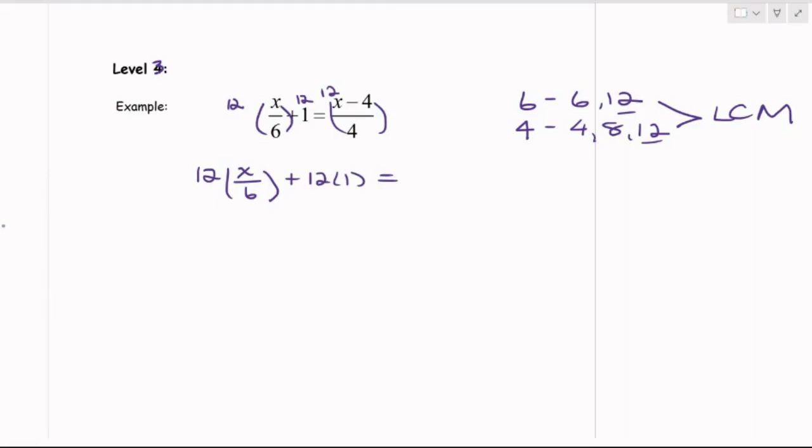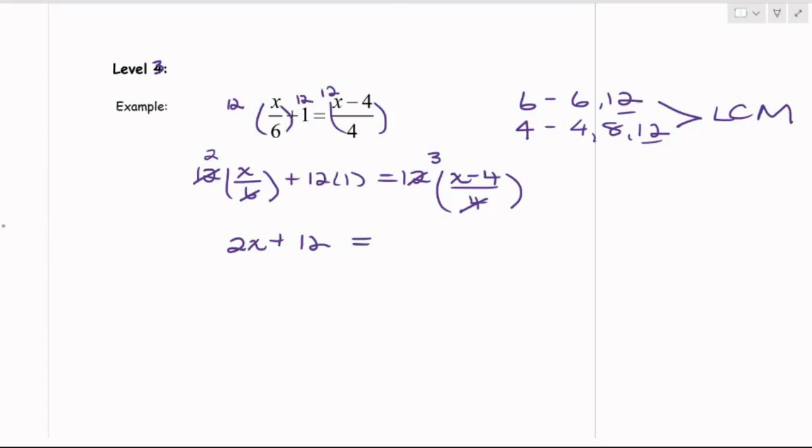My equal signs should line up. Not doing a great job with that. 12 times x minus 4 all over 4. Okay, if we start busting, 12 divided by 6 is 2. So I'm going to do 2 times x. That's what that simplifies to. Plus 12 times 1 is 12 equals 12 divided by 4, 3.